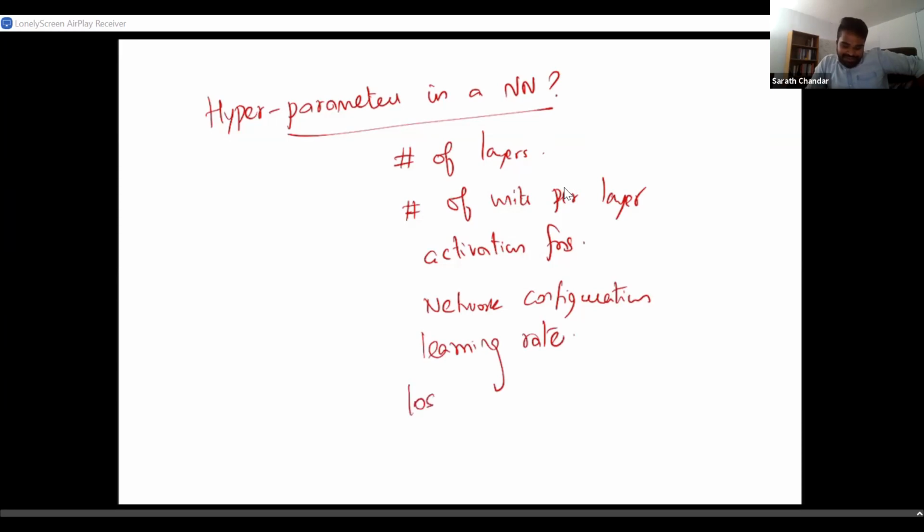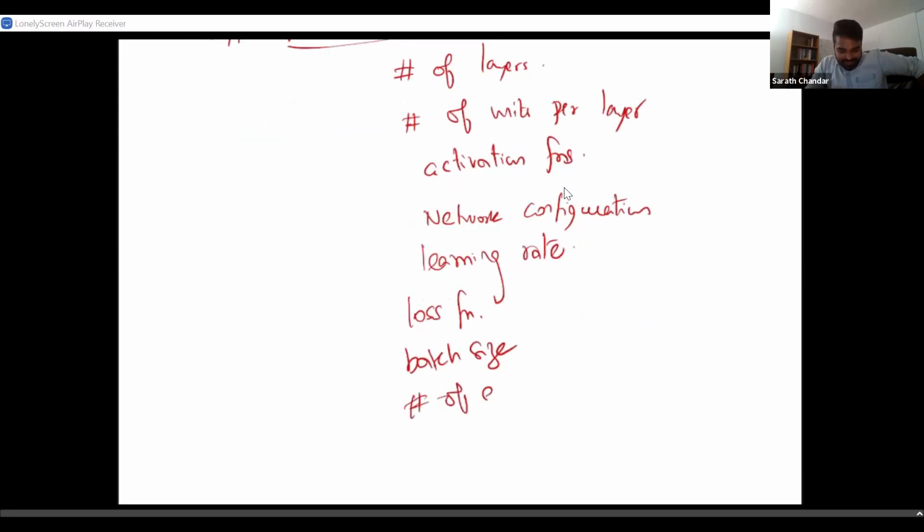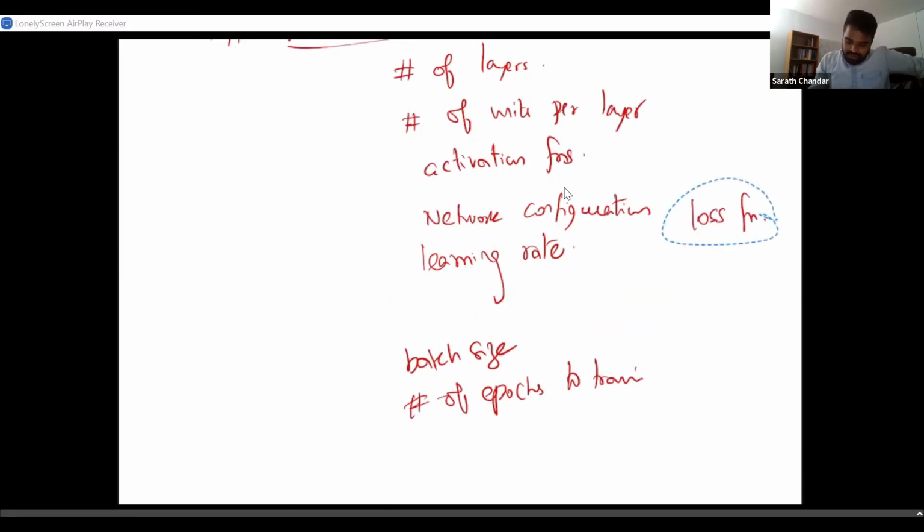Loss function. Okay, what else? Batch size. Okay, good. So what else? Number of epochs to train. Okay, so I'll probably put the loss function up because these are all gradient descent hyperparameters, right? What else?